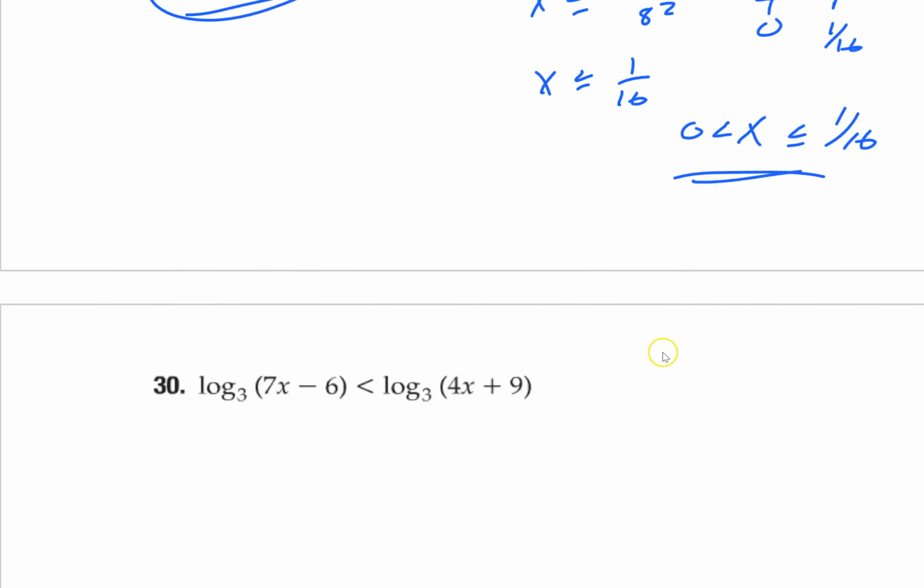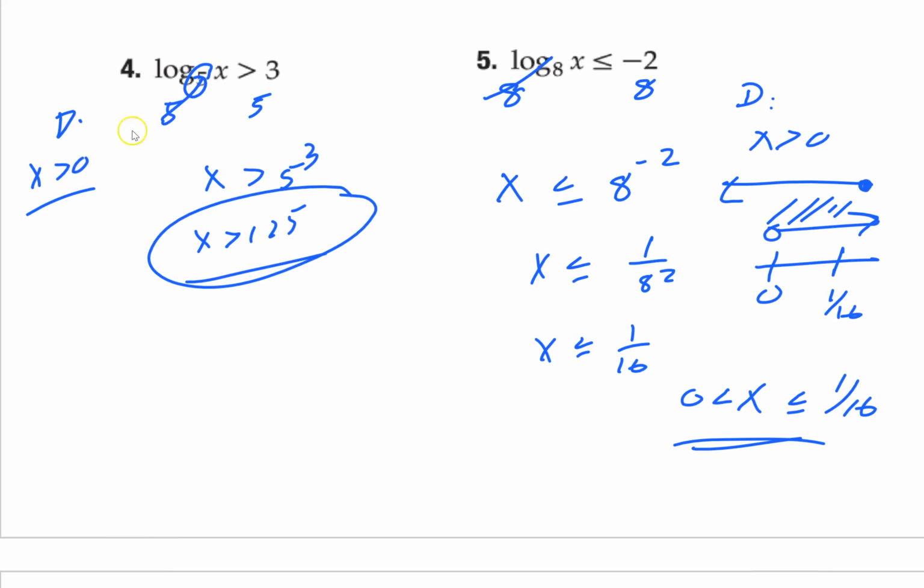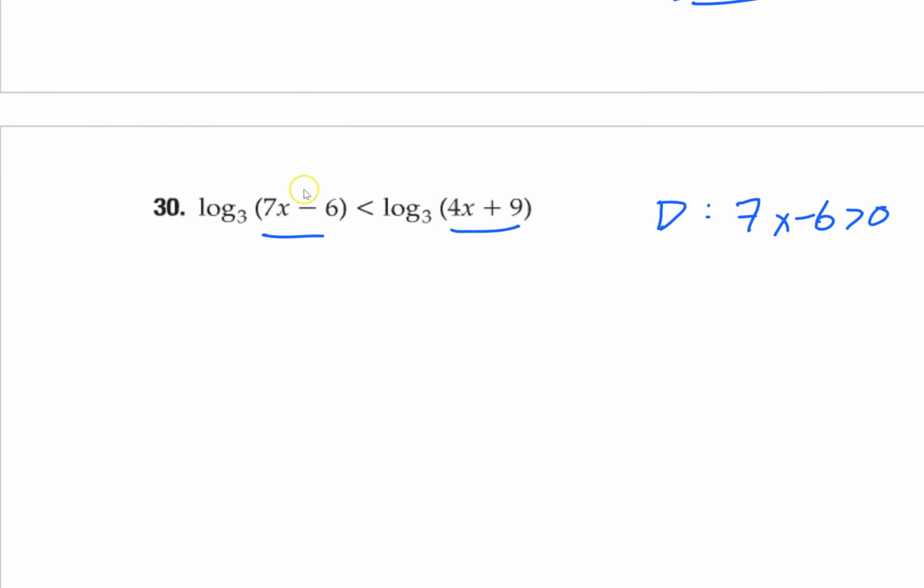Let's do the same thing with logs on both sides. This is probably the final one we do. The temptation is to take 3 to both sides, right? But again, we've got to worry about the domain. In this case, we actually have two things, so we worry about the domain on both of them. The domain on the left one, 7x minus 6, is greater than 0. A lot fancier than the domain we had earlier, which was just zero. This actually has something inside of it.